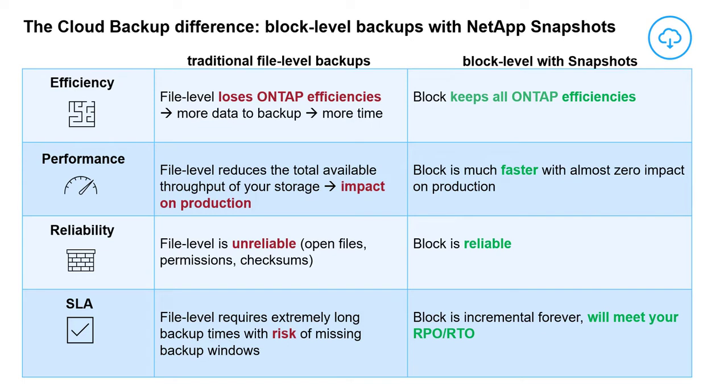When it comes to backing up ONTAP data, traditional file-level backups just aren't the best way to go. File-level backups lose the efficiency of ONTAP, impact production by reducing total available throughput, are unreliable, and require extremely long backup windows. But block-level backups with snapshots keep all the ONTAP efficiencies. Backups are faster with no impact on production, they're reliable, and block-level backups are incremental forever.